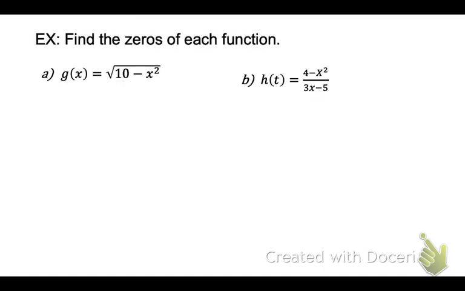Okay, so find the zeros of these two kinds of functions. Those are fun. Okay, so I have g of x equals the square root of 10 minus x squared. Well, how do I find the zeros? I set it equal to what? 0. When I say find zeros, I'm asking you what x's make this thing 0, right?